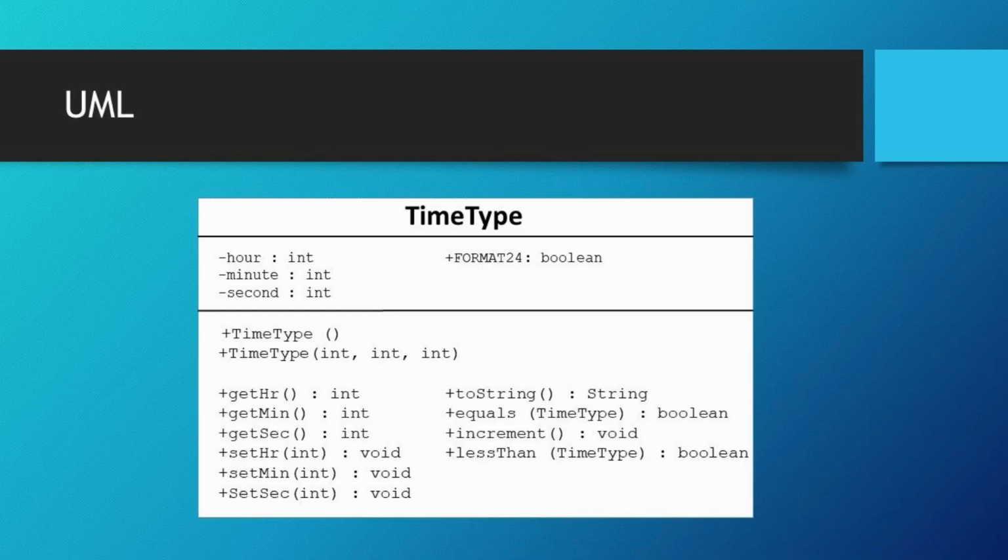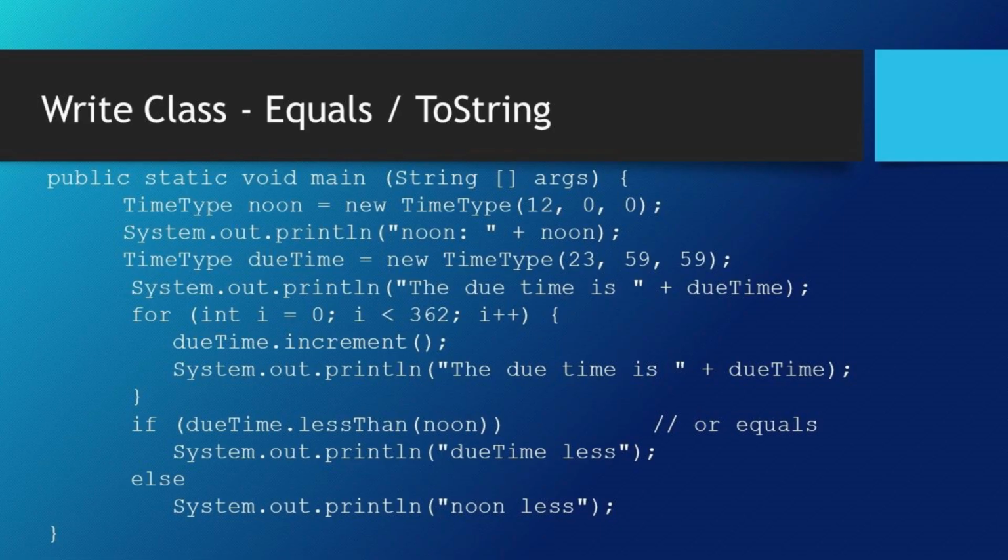Now, we have the full UML diagram with all of the extra methods we added during this example. Now we can see what this looks like in a driver program, where we have declared one instance of time type, noon, with the values of hour 12, minute 0, second 0. We can print noon. Concatenating noon to a string will automatically call the toString method. This will cause the toString logic to be called, which will print to the monitor 12:00:00. We now declare another instance called DoTime to be 23 hours, 59 minutes, and 59 seconds.